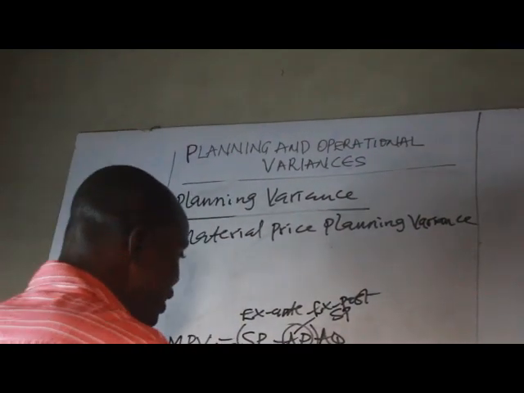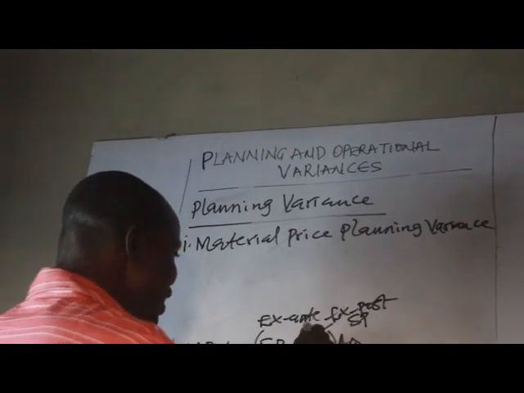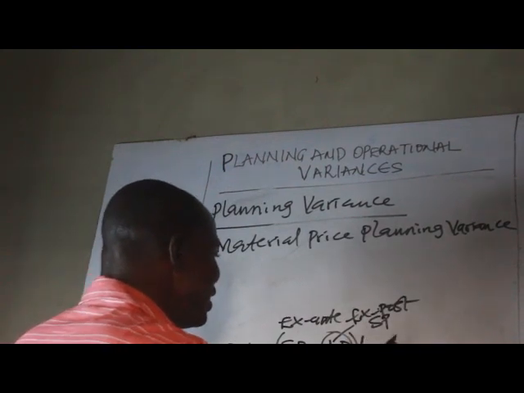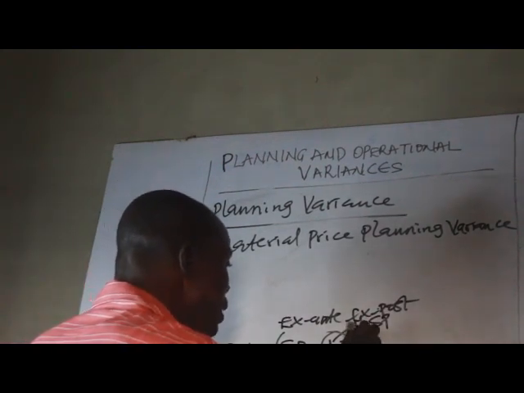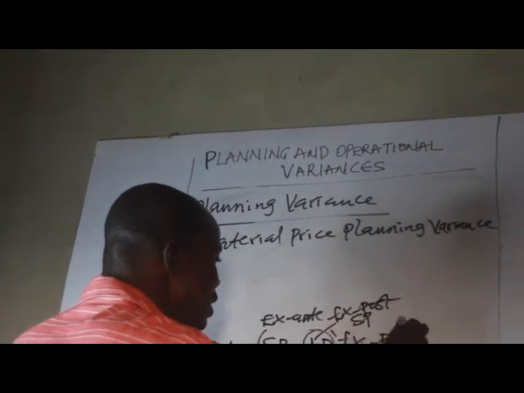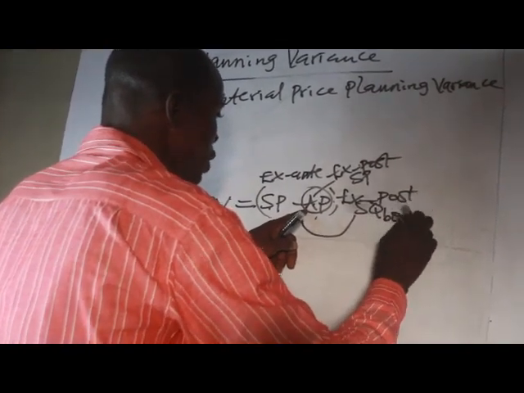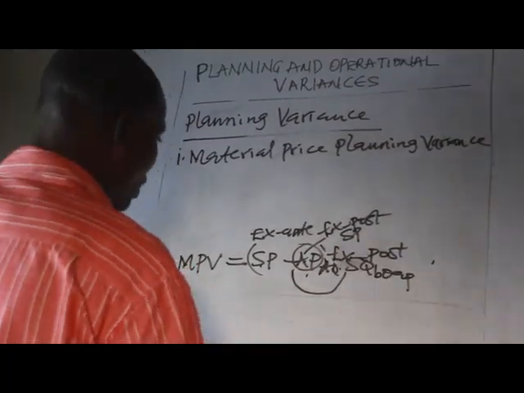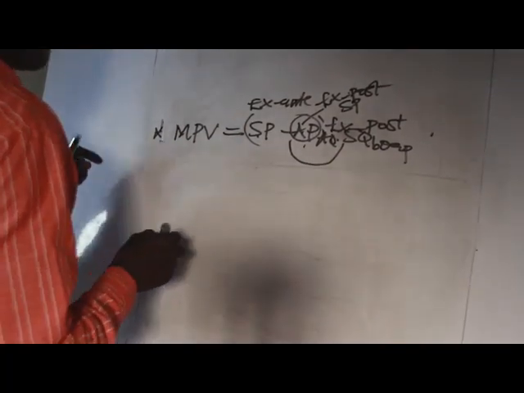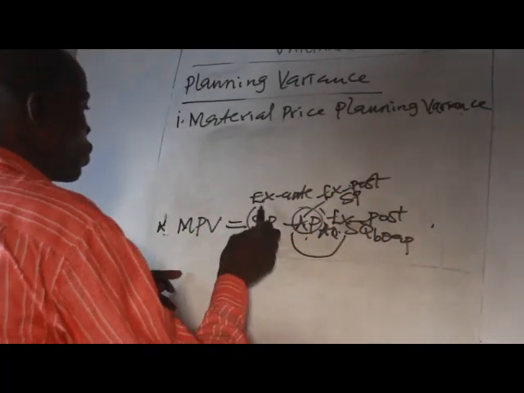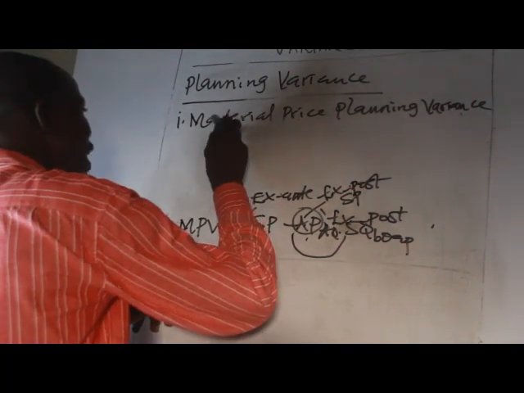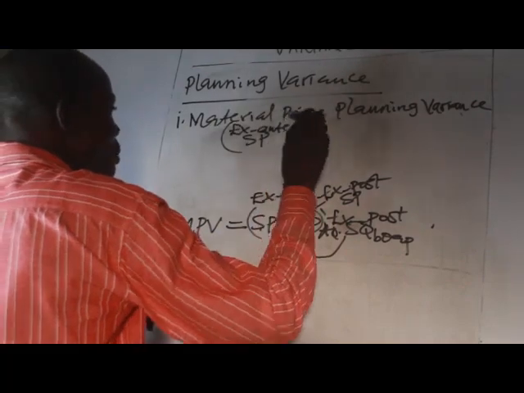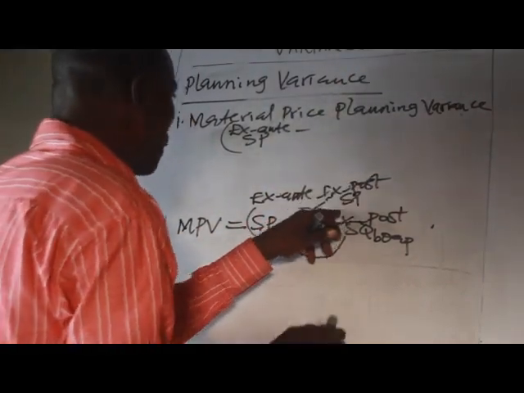Since this actual price has changed to ex post, then the weight here, instead of actual quantity, will be ex post standard quantity based on actual production. Therefore, material price planning variance is equal to ex ante standard price minus ex post standard price.